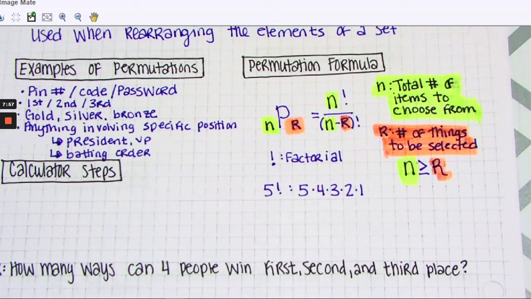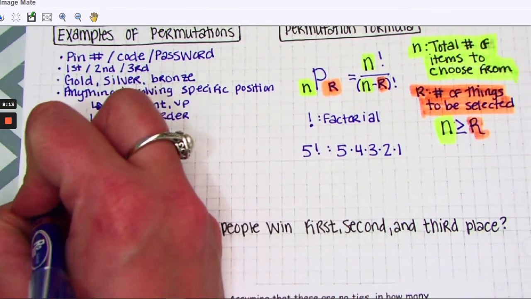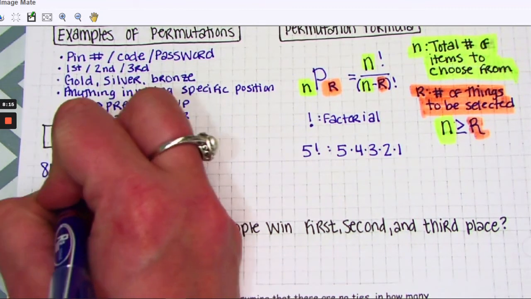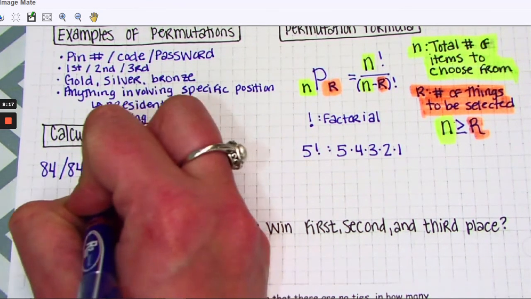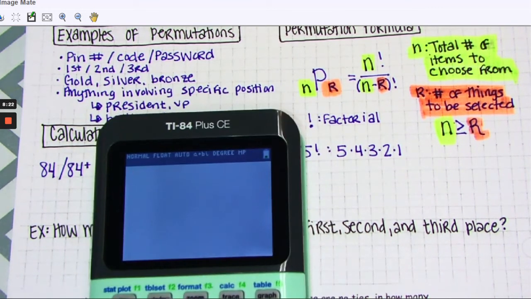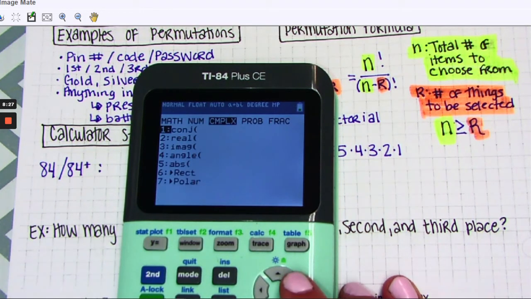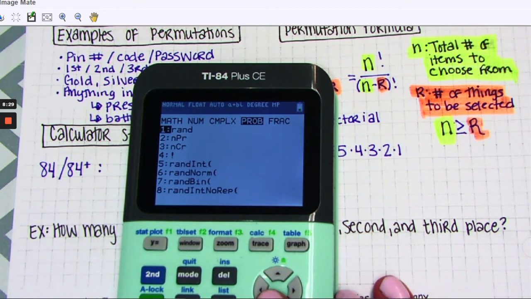So for the calculator steps, okay, I'm going to show you on the 84 Plus first, and then I'll show you on the 83, because it's slightly different depending on the type of calculator you have. So the calculator steps, this is for the TI-84 or the 84 Plus. It really just depends on what you have, okay? To get to these pieces, you press the math button and you go over to probability. Everything's kind of organized for you.